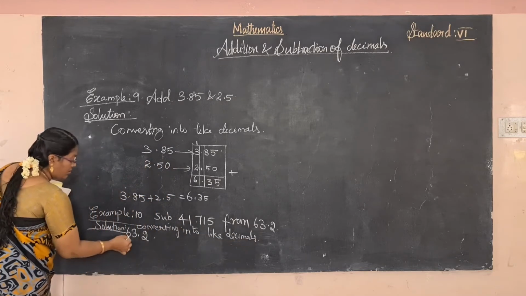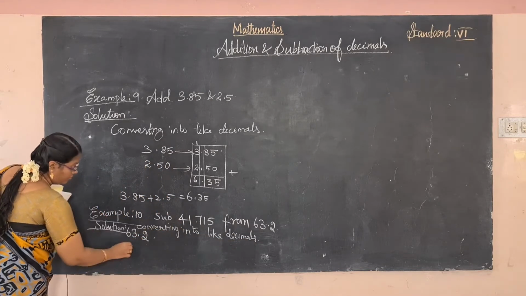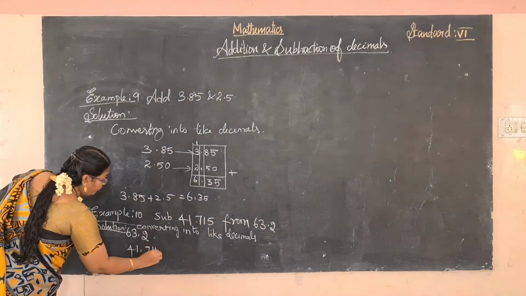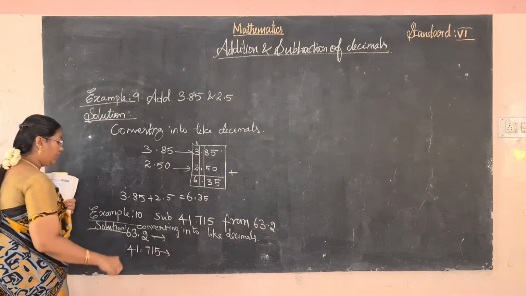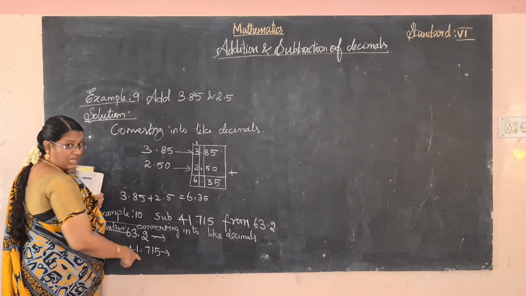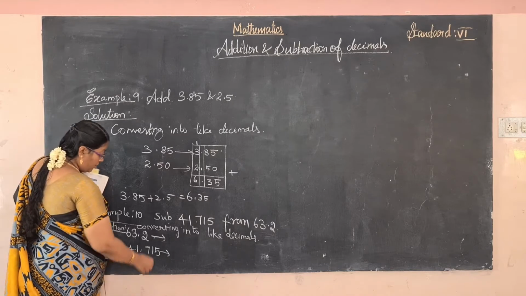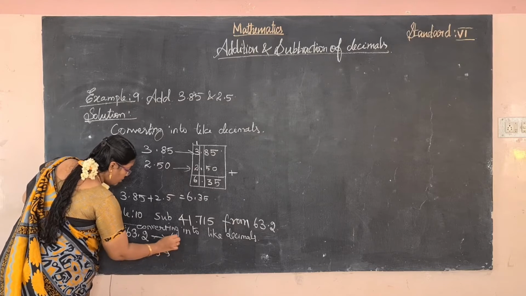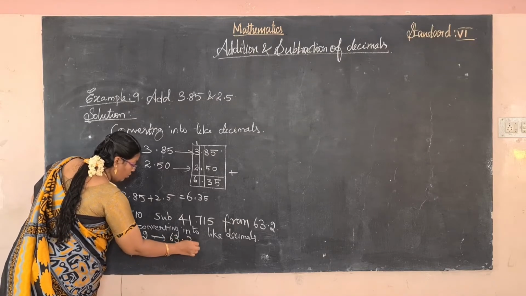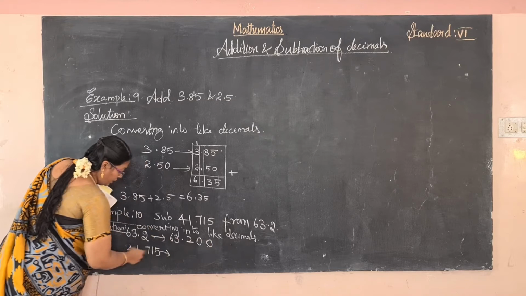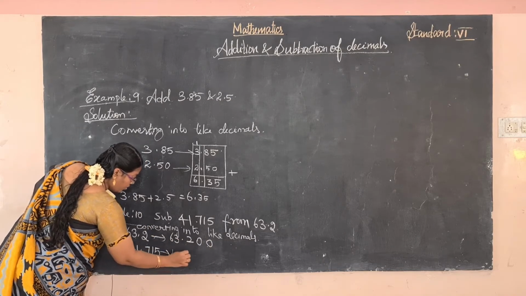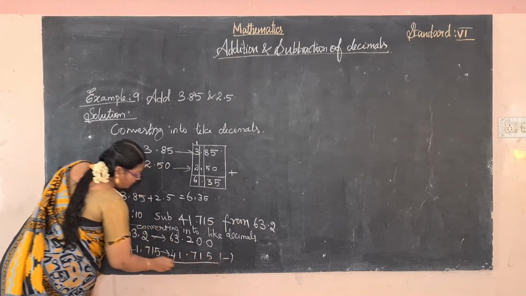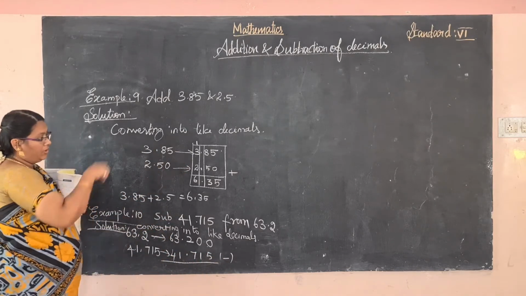So 63.2 and another one, 41.715. How can you convert? Here the thousandths place is given. So we add 2 zeros in the first decimal number. So 63.200 and 41.715. Which operation? Subtraction. Need not put the column table.